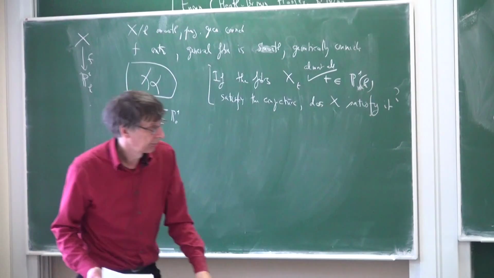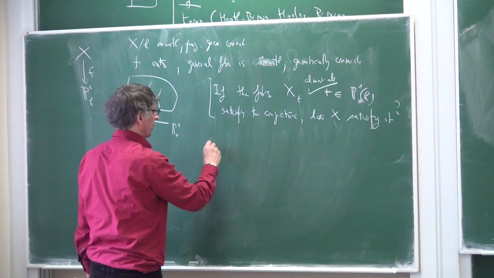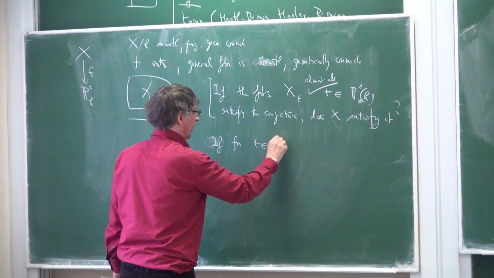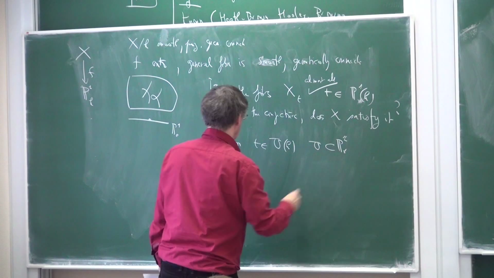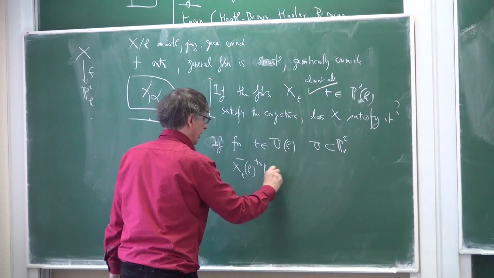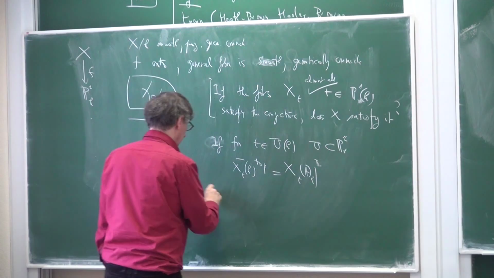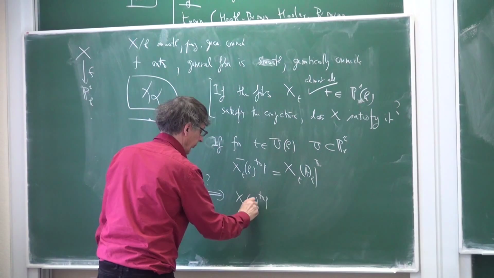So what's the question? Does X satisfy the conjecture? If the fibers satisfy that, so let me write it. If for t in U(K), where U is a non-empty open set in P1_K, we have that X_t(K) closure is equal to X_t(A_K)^Br, does that imply that X(K) closure is equal to X(A_K)^Br? That's the question.